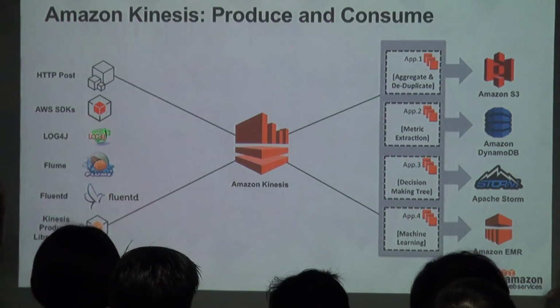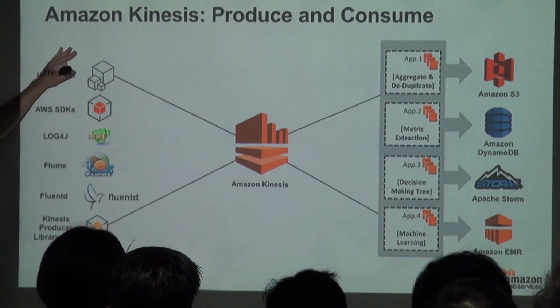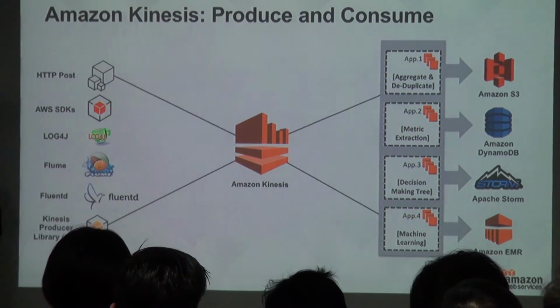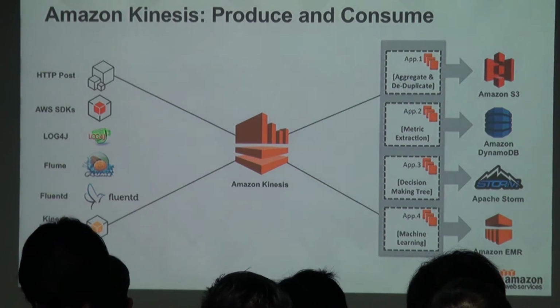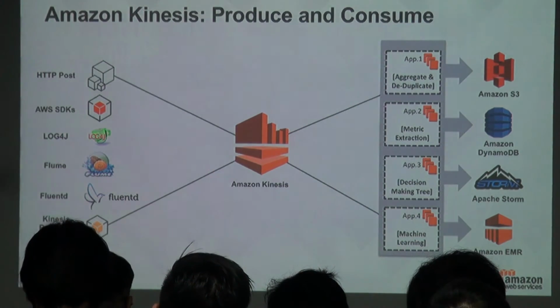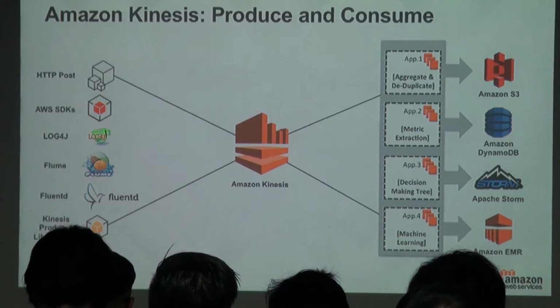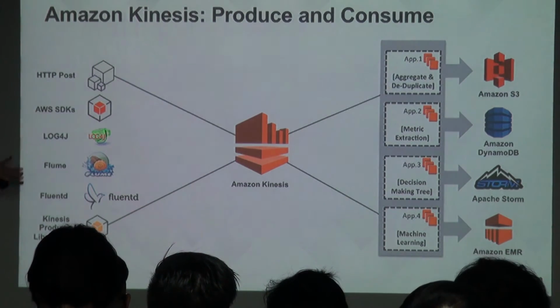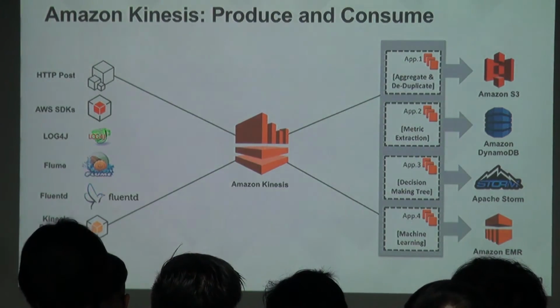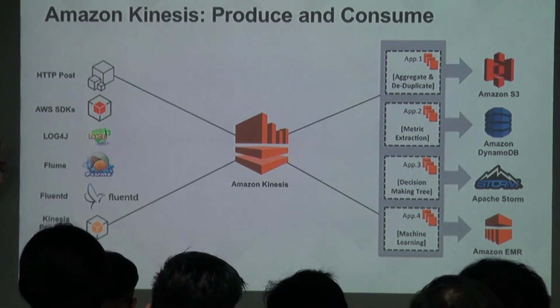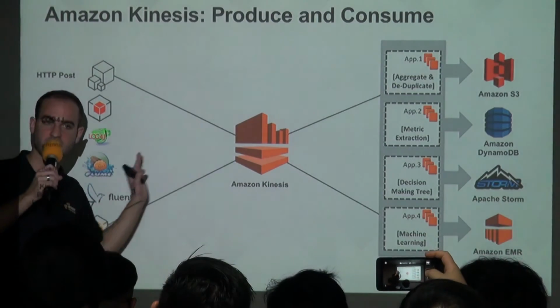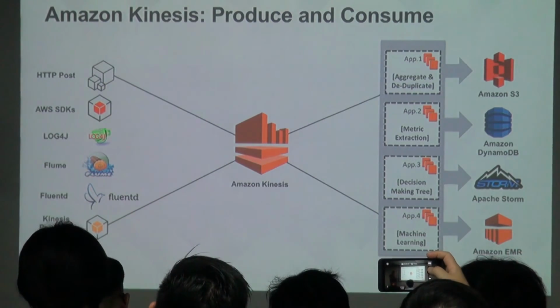So remember, everything is a RESTful API, so we can obviously do an HTTP post if we want to talk to Kinesis. That's the simplest way. But to make it a little bit easier, we obviously got the software development kits. The open source tools that I mentioned, like Log4j, Flume, Fluentd, all of those also have direct integration into Kinesis, so they just connect to it and it sends its events to Kinesis.